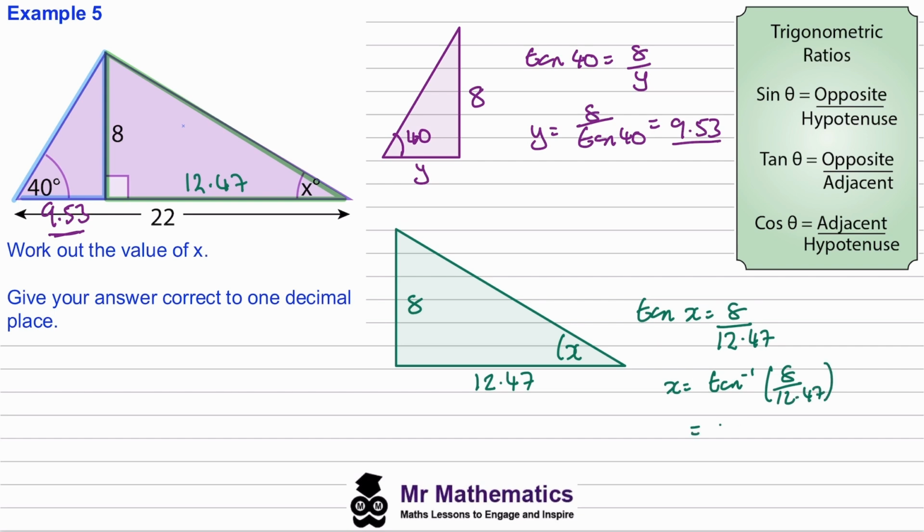And when you work this out, we get 32.68 degrees to one decimal place. This is 32.7.